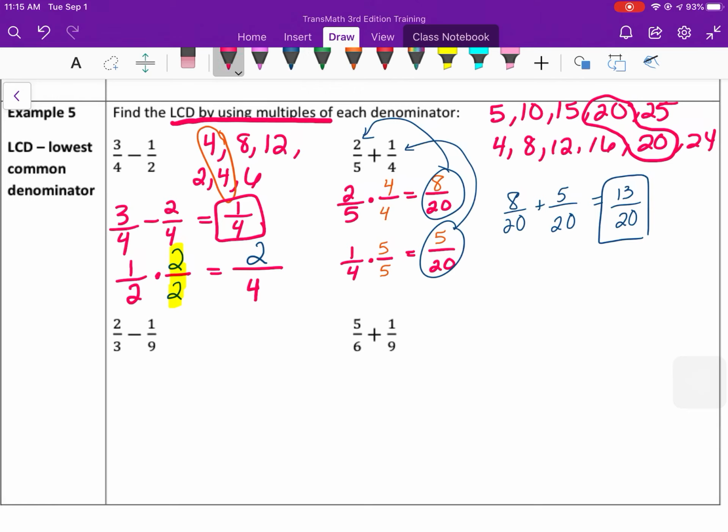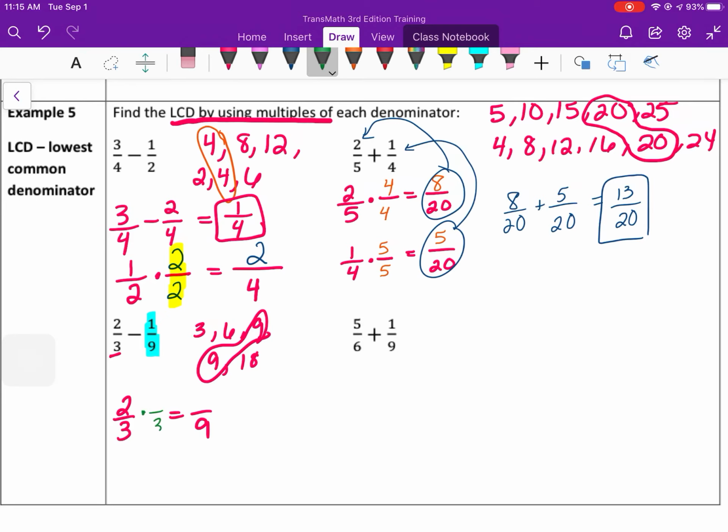Okay, 2/3. This one over here, 2/3 minus 1/9. If you know right away that you can turn 3 into 9, 9 is a multiple of 3, then you can start with that. So 3, 6, 9, you know it's 9, 18. They both have 9 in common, which means that you do not need to change the 1/9. 1/9 will stay the same. All you need to do is to change 2/3 into 9ths.